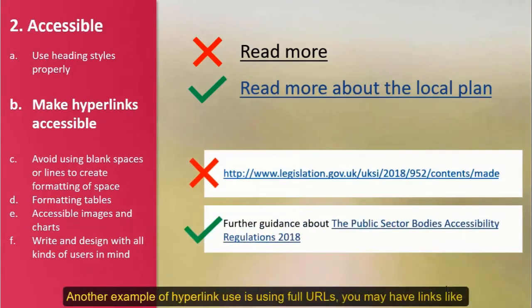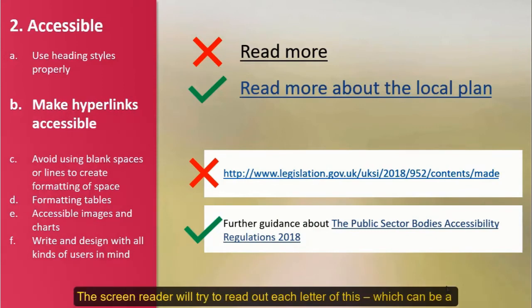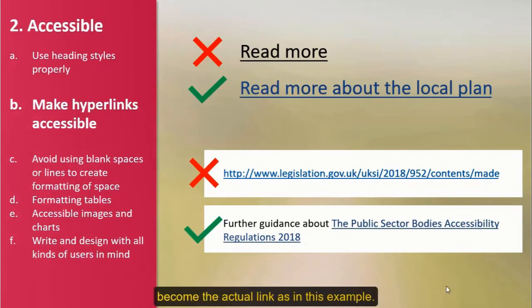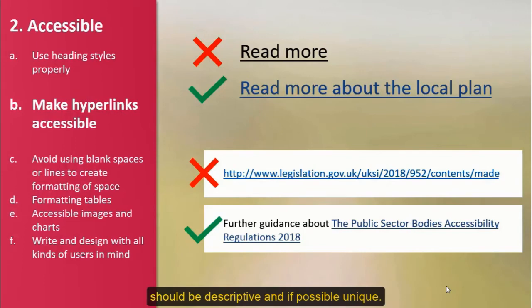Another example of hyperlink use is using full URLs. You may have links like these in the document. There's a long link written out in full. The screen reader will try to read out each letter of this, which can be a pain if it's a long URL. It would be better to make the context of the link become the actual link, as in this example. Using links inappropriately are bad for accessibility, as they make it harder for people to understand where the link will take them. Link text should be descriptive and, if possible, unique.